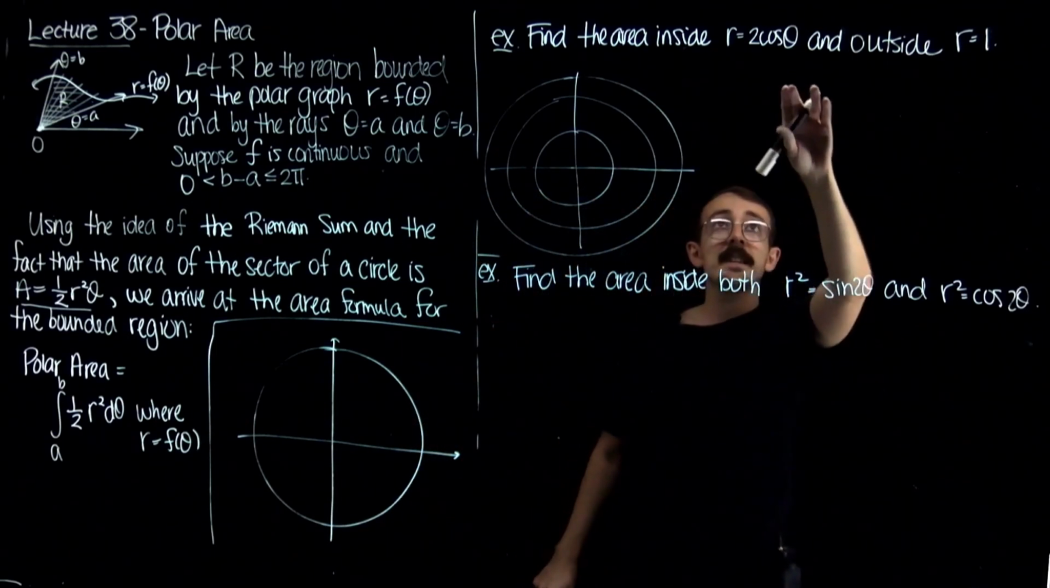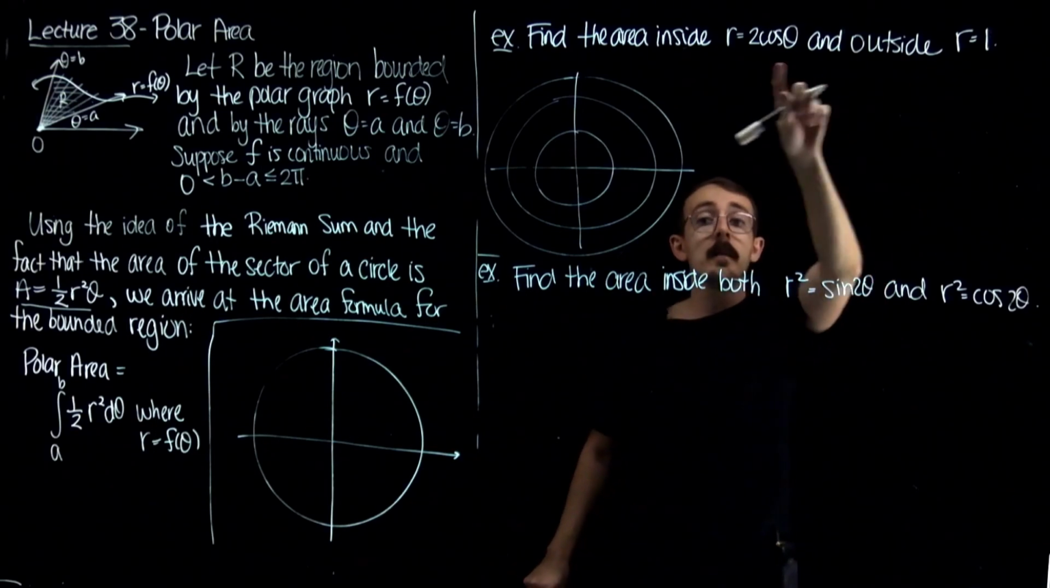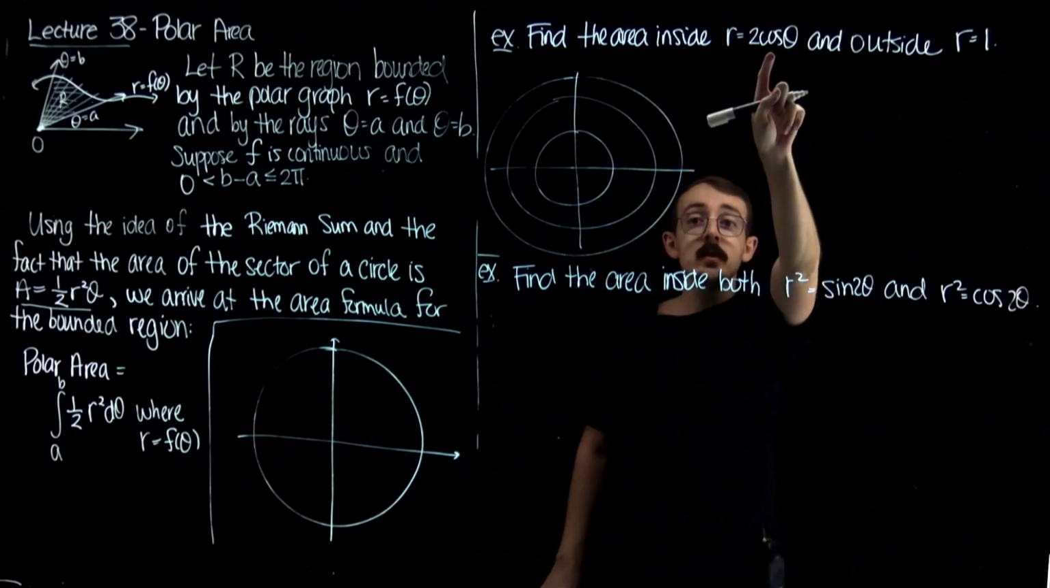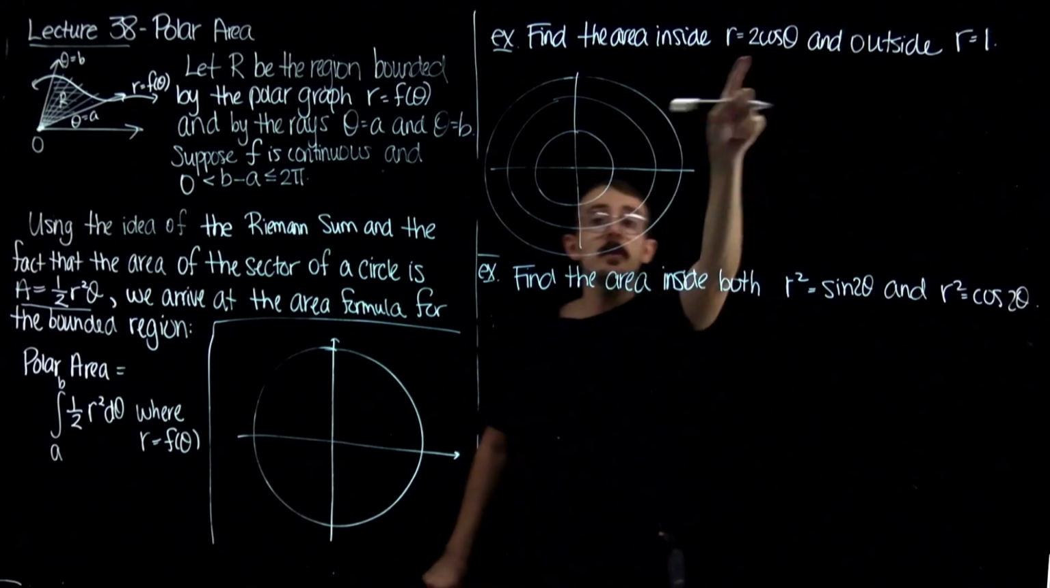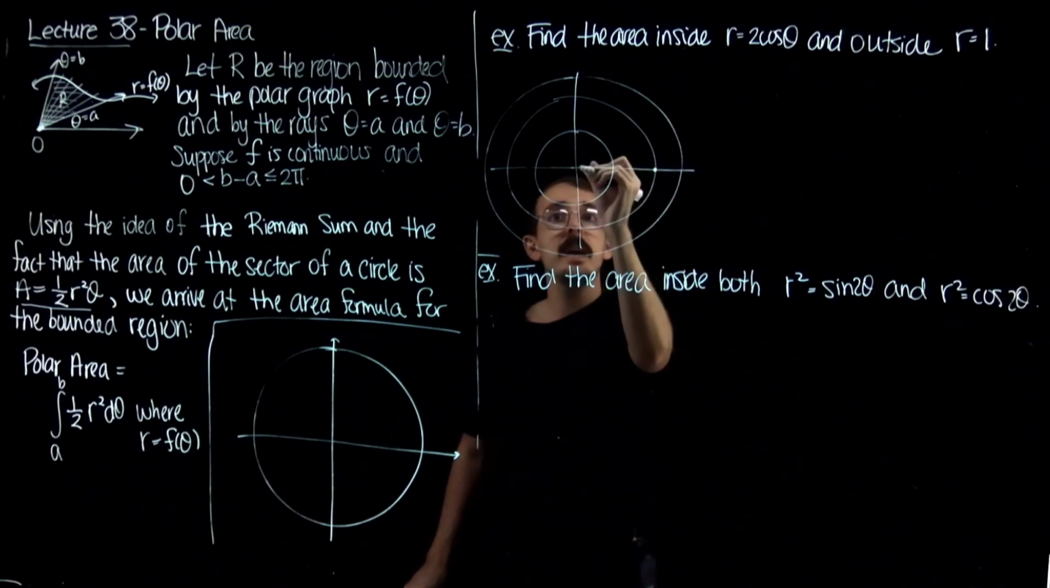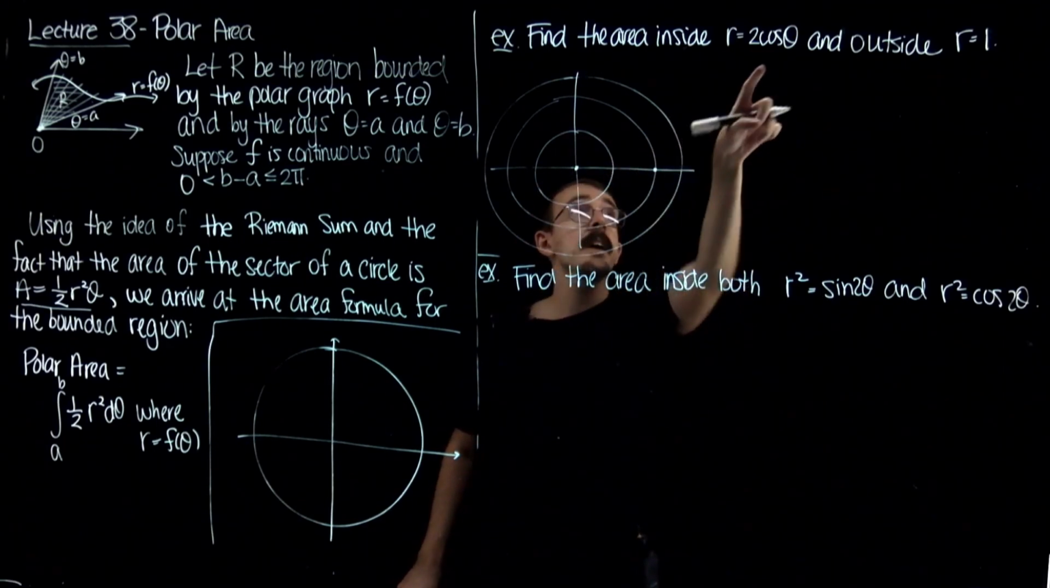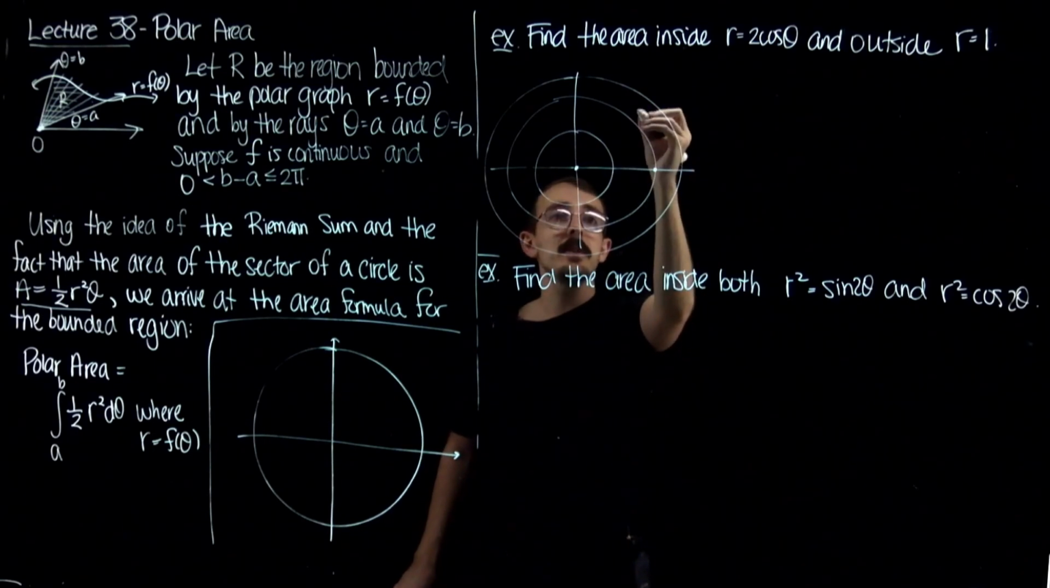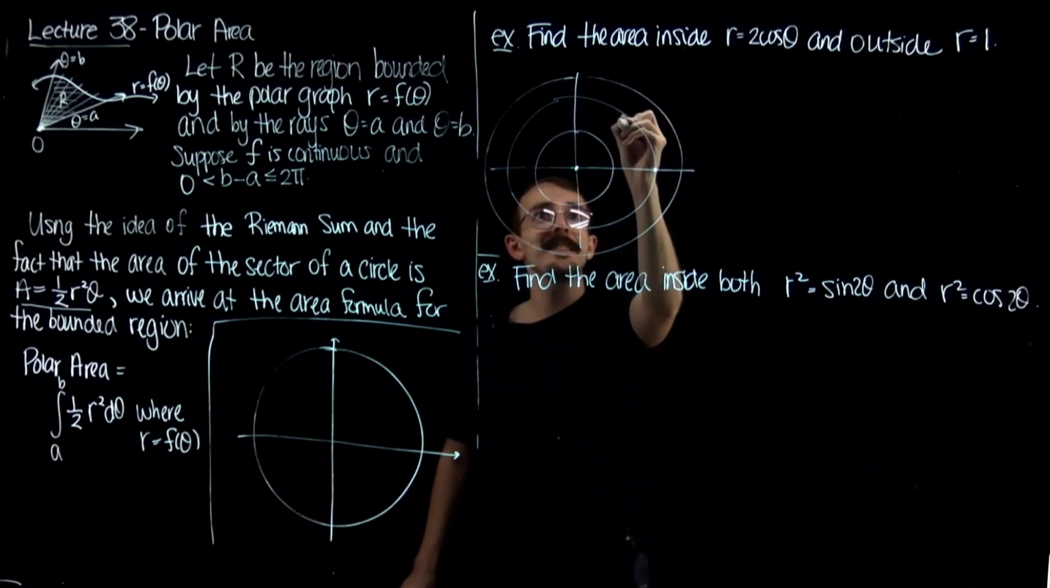We're going to find the area inside both of these 2 circles. So this circle, 2 cosine, is going to be 2 in diameter. And it is mostly on the positive x side because it's positive cosine. So I'm going to give my best attempt at drawing this. So it looks something like this.